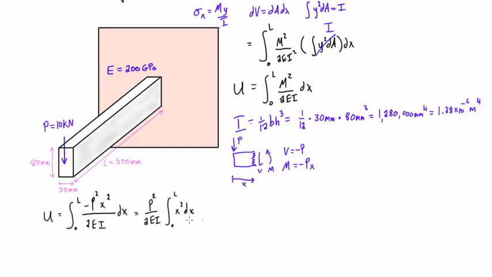What we can do is do that integral here, so we have P squared over 2EI, all the constants stay the same, and this integral is just 1/3 x cubed. Actually, this is from 0 to L, so we can just replace that x with an L. So 1/3 L cubed. Okay, we'll just simplify this. So let's just fill in all the numbers that we have.